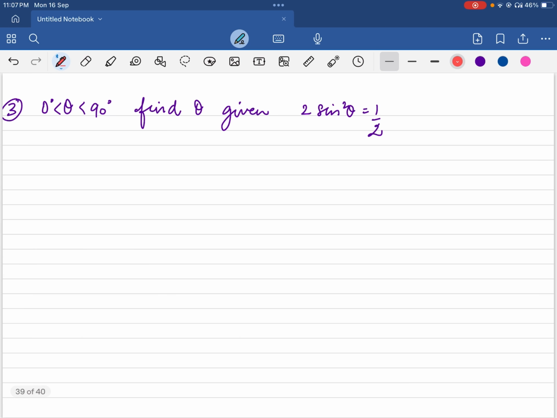Finally, you have the next one, that is 2 sine square theta is equal to half. Again we'll do the same thing. If 2 sine square theta is half, sine square theta is going to be 1 by 4. Take the square root on both sides. So the square root of sine square theta is equal to the square root of 1 by 4. So sine of theta is 1 by 2.